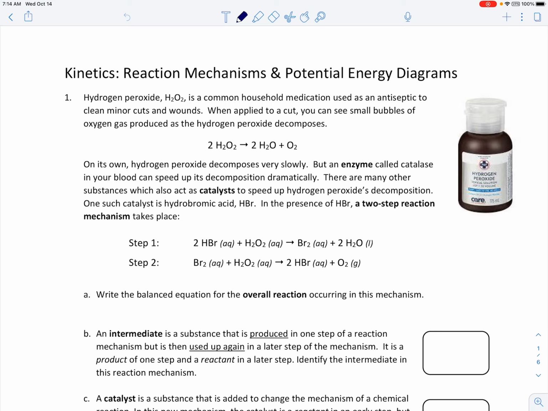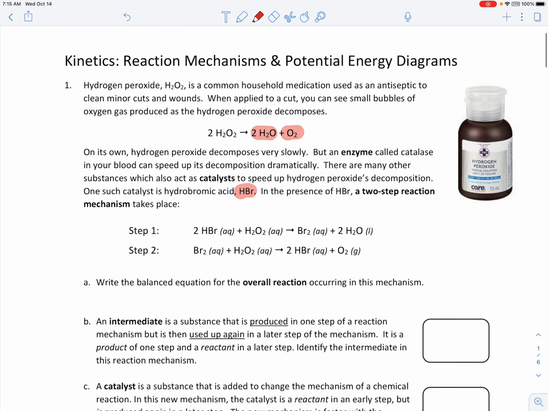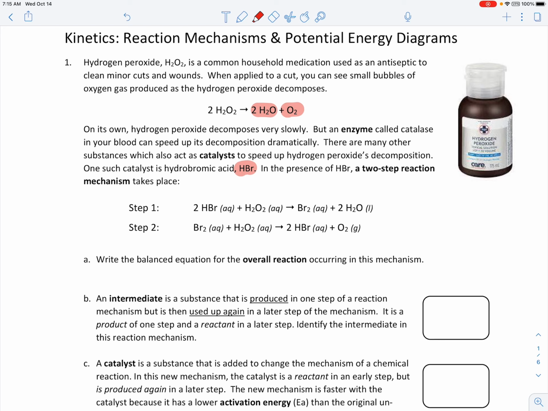In this first question, you can pause the video and just read over the introductory paragraph. So we're looking at the decomposition of hydrogen peroxide, H2O2. It decomposes to make water and oxygen gas. We're told that this reaction is very slow at room temperature, but there's enzymes, catalysts, which will speed it up. In the presence of one catalyst, HBr, hydrobromic acid, there's a two-step reaction mechanism that will take place.